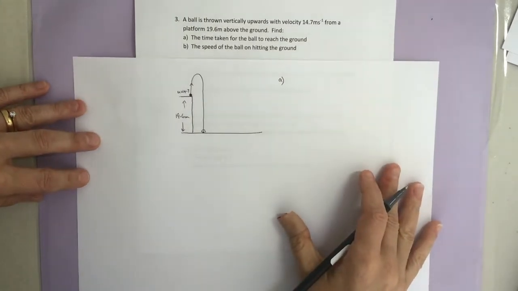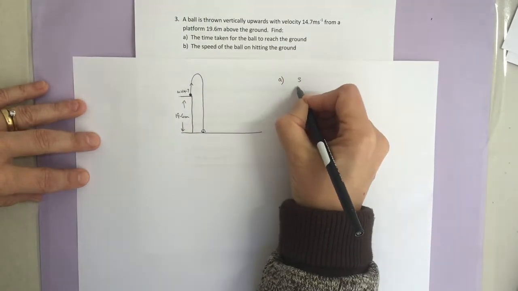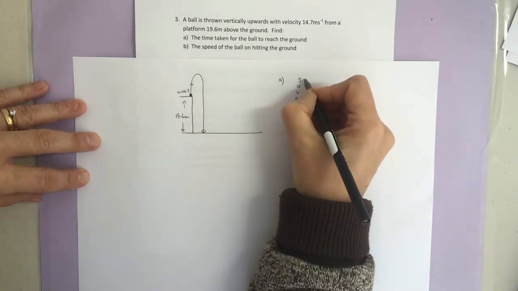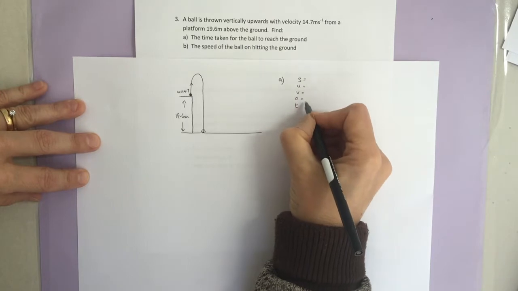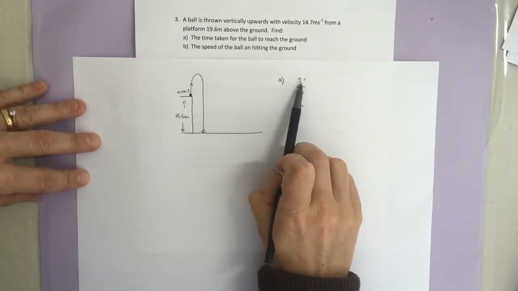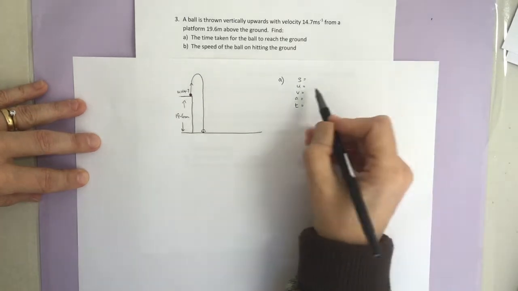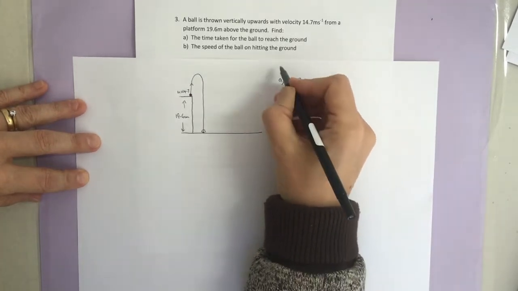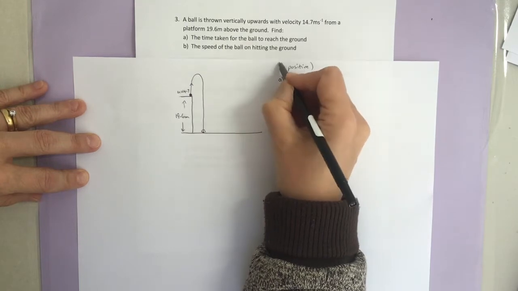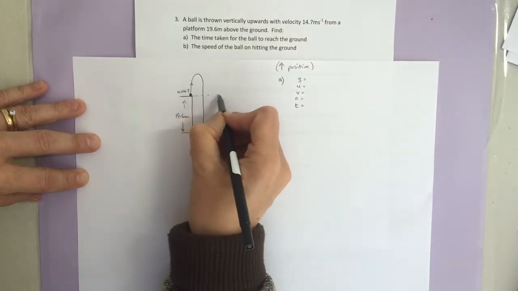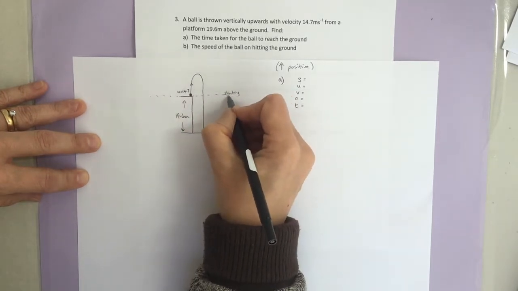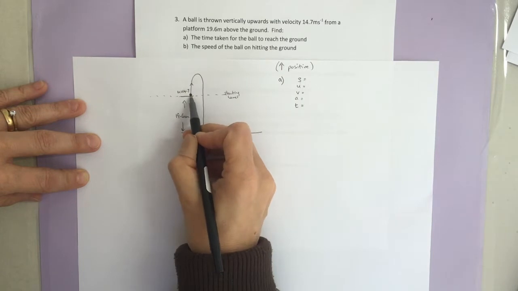So for part A, what's happening? Let's look at Suvat. Okay. Now this point is really important. Displacement I do know here. We've got to be really careful here. I'm going to again take up as positive. So I'm telling the examiner that I'm taking up as positive. And here's my starting level here. So there's my starting level. So that's where my displacement is 0.